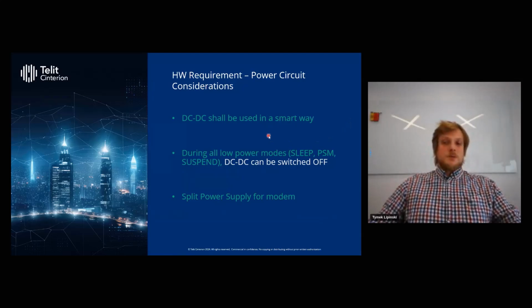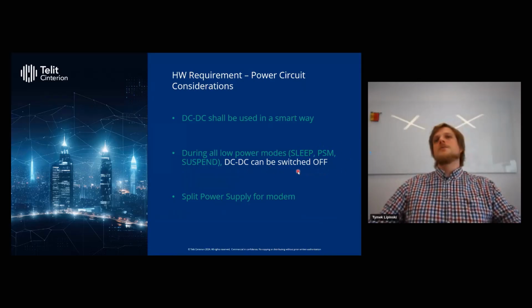During all power modes of the modem, sleep, PSM, suspend, we can switch off the DC to DC because we can run the modem straight from the battery, even if the battery voltage is below normal nominal modem voltage supply. The modem is sleeping, it's just running the RTC, so the real-time clock, so we can lower the voltage, in some cases for some products down to 2.6 volts.